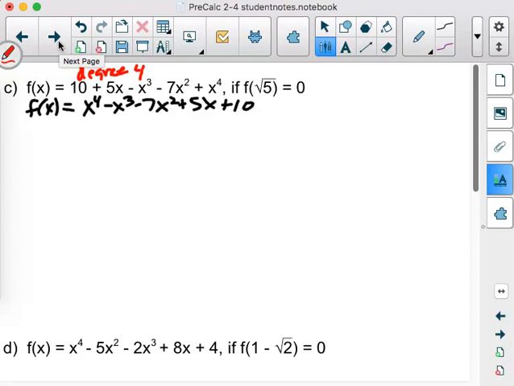So if we can get 2 of these zeros, we'll be down to a quadratic and we can definitely find the other 2. Well, they gave me 1, so I suppose I'll have to start with that. But it's a strange one. It's the square root of 5.